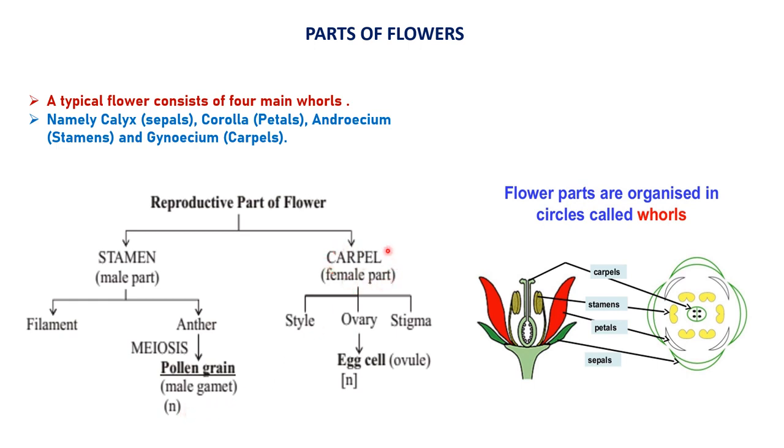Carpel is the female reproductive part, which is made up of style, ovary, and stigma, right? And the ovary has the female egg cell, which we call ovule, which also has the haploid number of chromosomes, that is half the number of chromosomes.